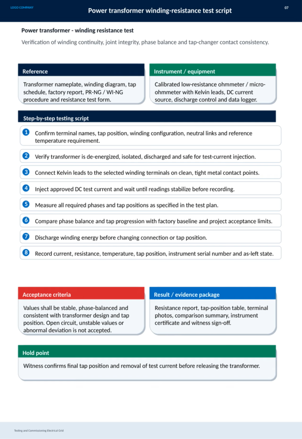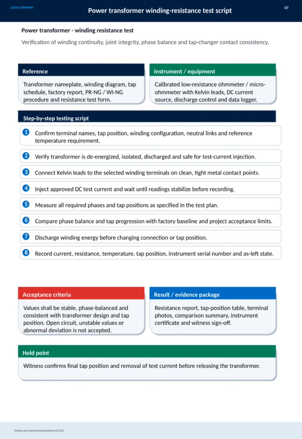The testing process follows a clear sequence. First, we confirm terminal names, tap position, winding configuration, neutral links, and check for the required reference temperature. Next, we verify the transformer is fully de-energized, isolated, discharged, and safe for testing. Then, Kelvin leads are connected firmly to clean metal contact points on the selected winding terminals. We inject an approved DC test current and wait for readings to stabilize before recording. All phases and tap positions specified in the test plan are measured.